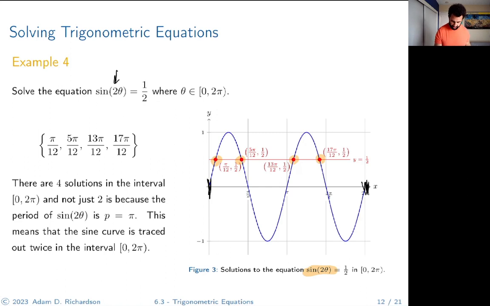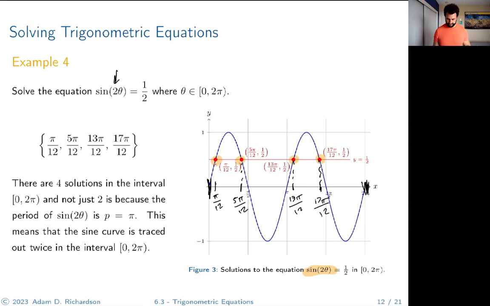And there's all those solutions. Then you should map them down. Look at the x values. This one will be pi over 12. This one right here is going to be 5 pi over 12. This one right here is going to be 13 pi over 12. And then this one right here is going to be 17 pi over 12. Just like that. So that's why you're getting 4 solutions in the interval 0 to 2 pi.